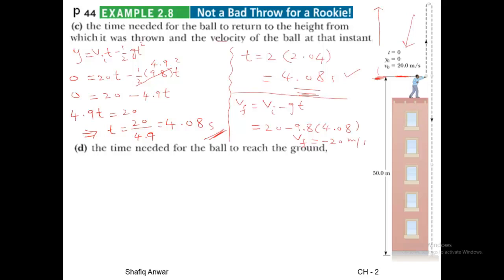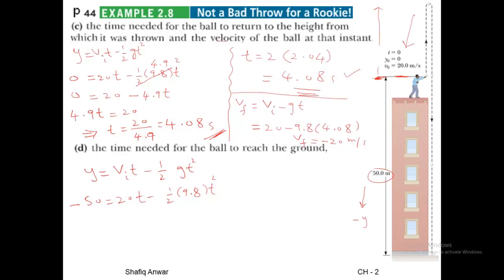Now let's go to the D part, the time needed. I use this equation, as I told you, with the passage of time and practice you will come to know which equation to use: y equals Vi t minus half g t square. Now Vi is 20, so 20t minus half 9.8 t square. From here up to here it is given as 50 meters, and I take minus because you are coming down along the negative y-axis.